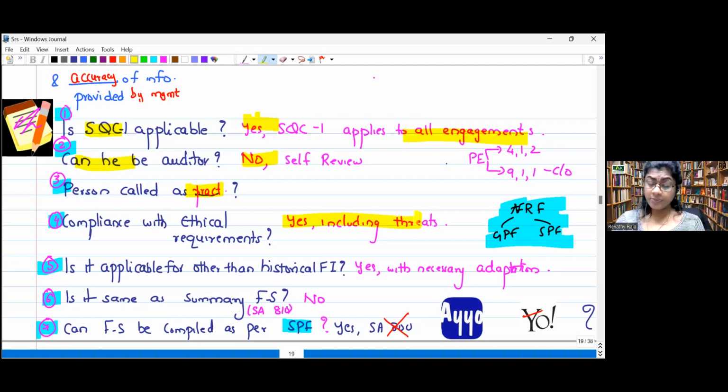Integrity, objectivity? Yes. Is it applicable for other than historical financial info? Can you compile anything other than FS? Yes, with necessary adaptation. AFRF, etc. is not there. But why is it not? Compilation and summary financial, why is it not the same? Summary means it is audit. Now the compiled information can be either as per dash or dash framework. AFRF can be either special purpose or general purpose. Okay, are you getting more idea?